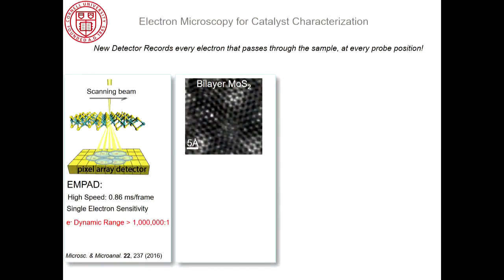The immediate payoff from this thing was, normally this is a twisted bilayer of MoS2 because the atoms are sort of at funny angles. It's very hard to resolve any of them except at the center of the Moiré pattern.